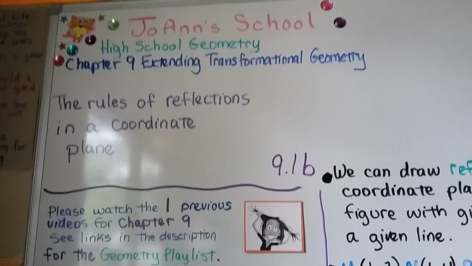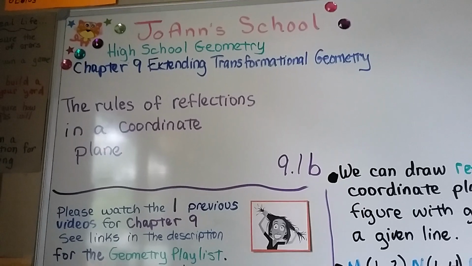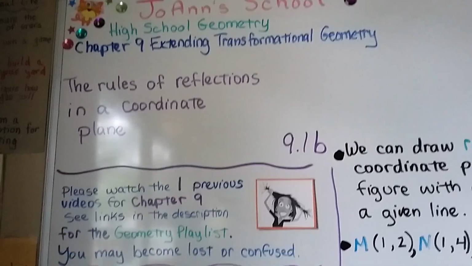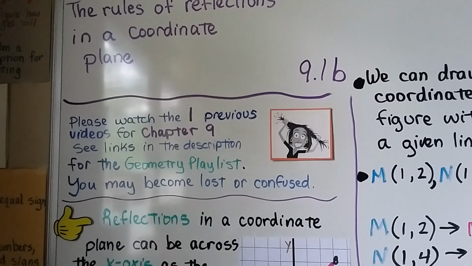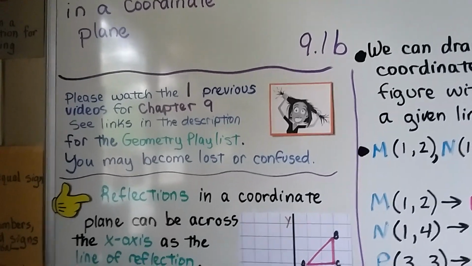The rules of reflections in a coordinate plane. This is part 2 of our lesson. We're in 9.1b. If you didn't see 9.1a, just click the description and watch that one first.